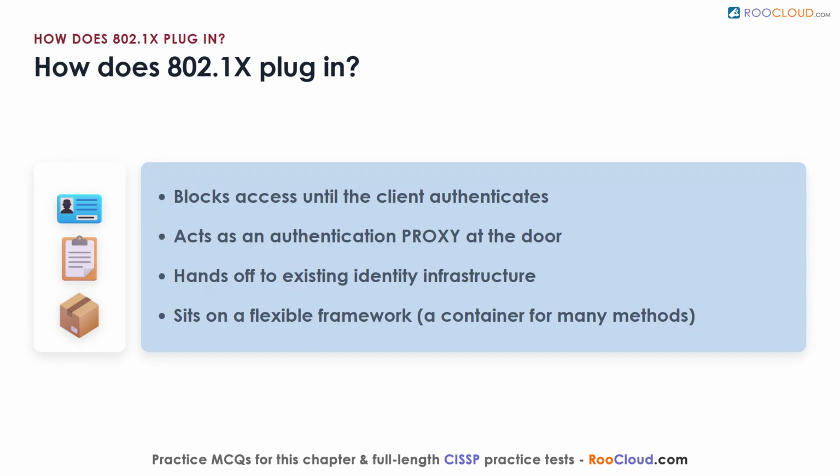or tokens. Underneath sits a flexible framework that is not one authentication method, but a container for many. That container lets new authentication technologies drop into wireless and point-to-point links without reinventing the wheel. It is the plumbing that lets enterprise Wi-Fi lean on the identity systems you already run.